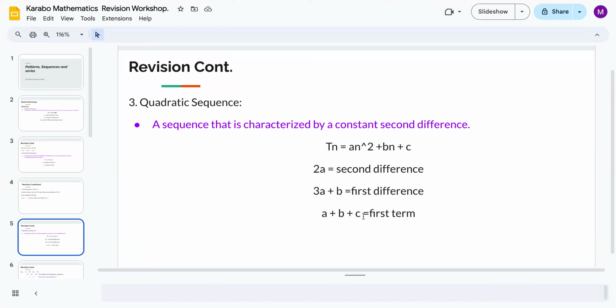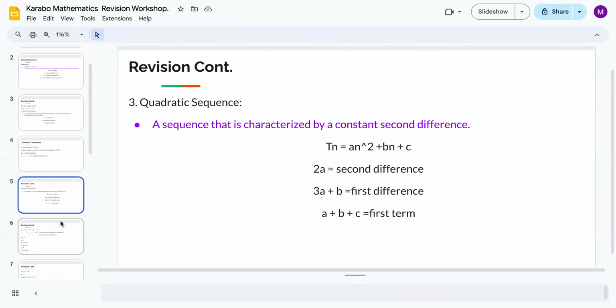Now, how do we derive these coefficients? How do we get the value for A? How do we get the value for B? And how do we get the value for C? Now, a nice little shortcut formula to work out these coefficients is 2A is equal to my second difference, 3A plus B is equal to my first difference, and A plus B plus C is equal to the first term. Now, what does this mean?